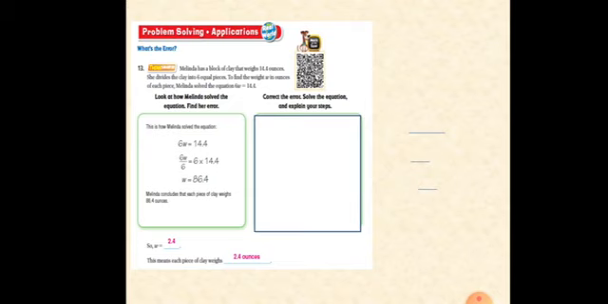What are they saying? They are saying that Melinda has a block of clay that weighs 14.4 ounces. She divides the clay into 6 equal pieces. To find the weight W in ounces of each piece, Melinda solved the equation 6W equals 14.4. So you can see that Melinda has solved this question in the left box.